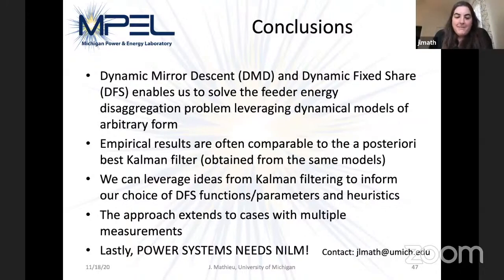But there's so many other ways in which we could combine forces and solve really cool problems across the field.